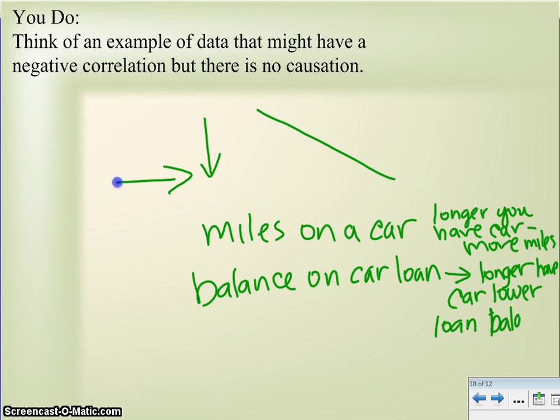But when looking at it, does the mileage on the car have anything to do with the balance of the loan? Absolutely not. And I'd love to hear if you want to email me any other examples of a negative correlation where no causation existed.